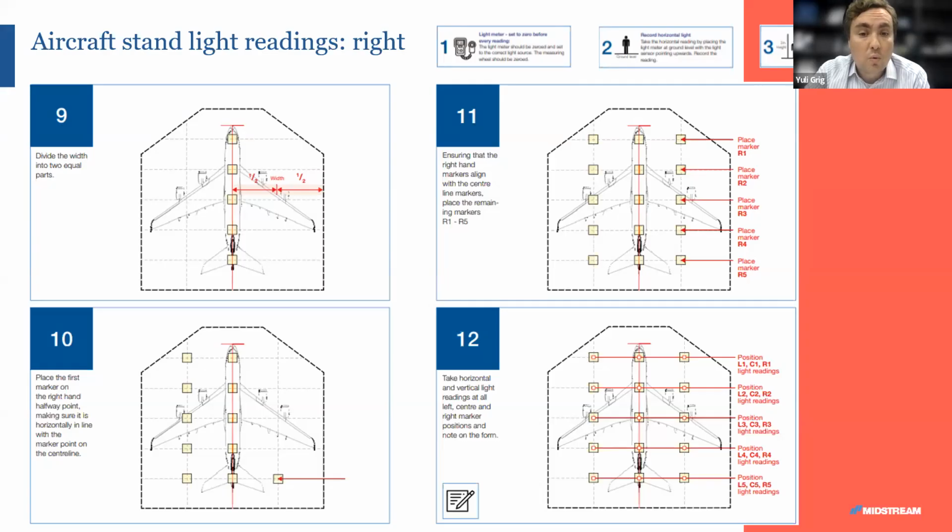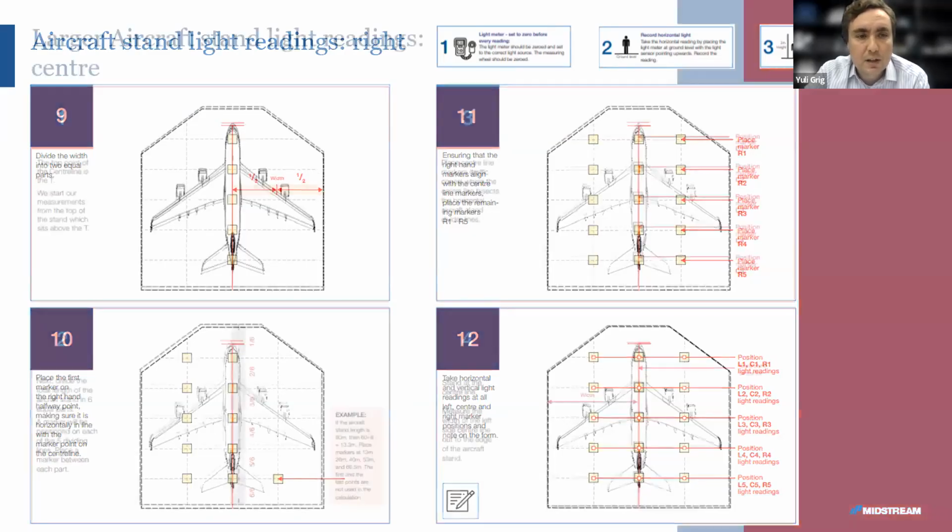And then once we've got those set up, we take the horizontal and vertical light readings at all the left, center, and right marker positions and note them on the form. Okay, so now we have 15 measuring points.